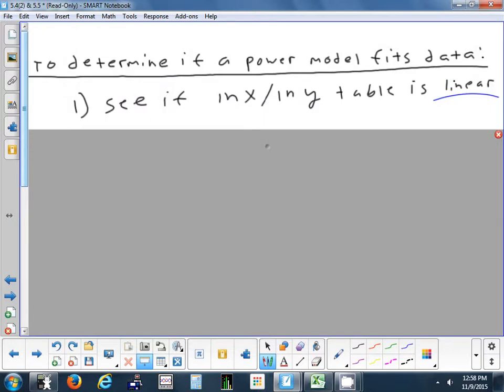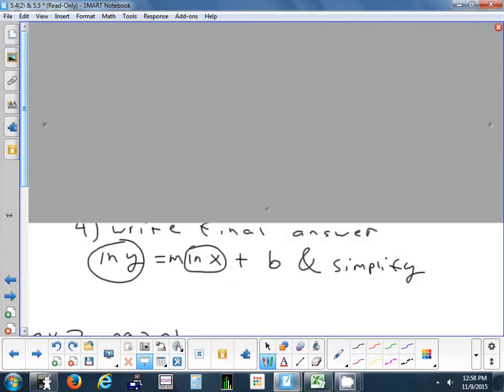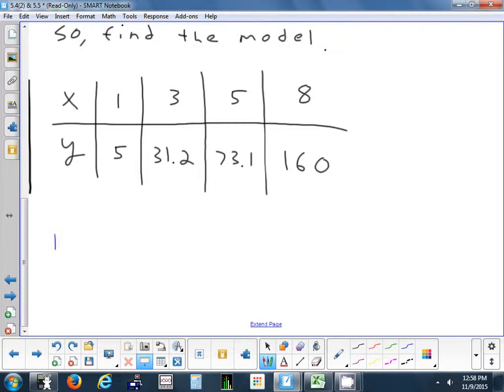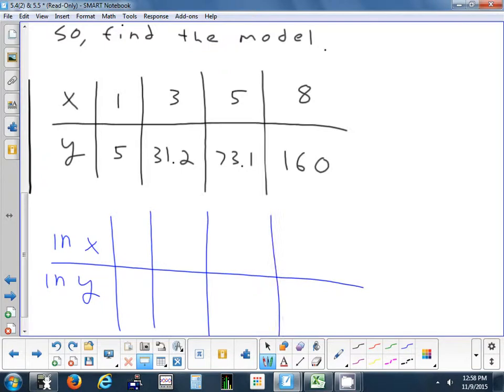and we're going to take the ln of every value in that table. So we're going to set up a new table, and it's going to look just like this: ln x, ln y. So we have 8 things we need to find. And in these spots, it's going to go the ln of every number. And then we're going to have this table.